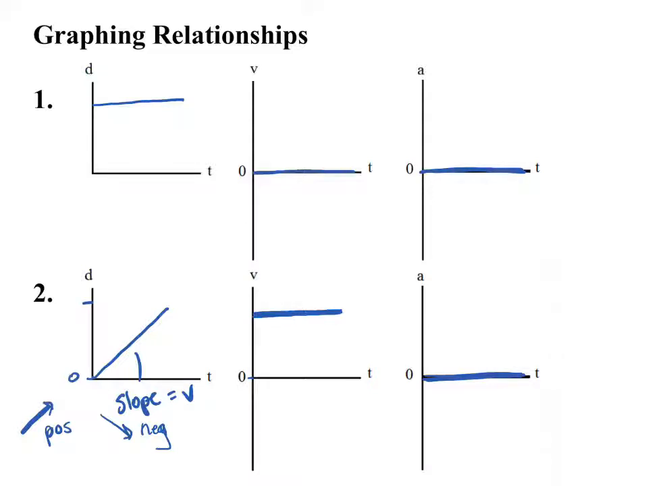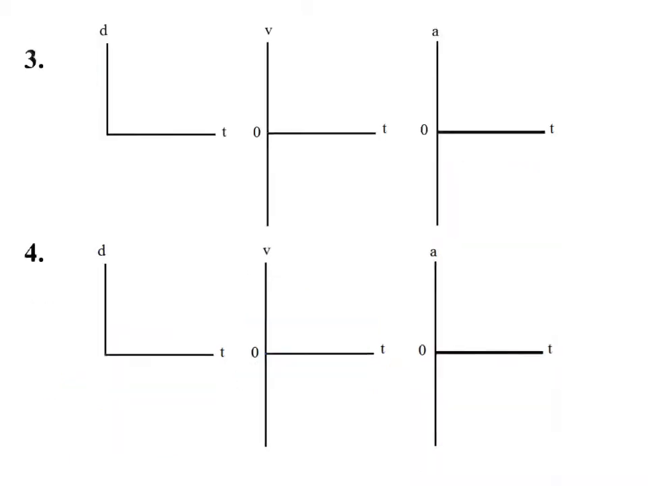Okay? And then the slope of a velocity time graph, this slope is your acceleration. What's the slope of a horizontal line? It is absolutely 0. Okay?